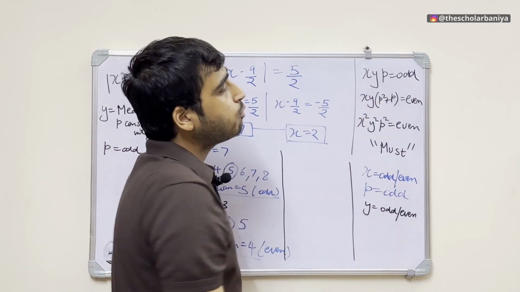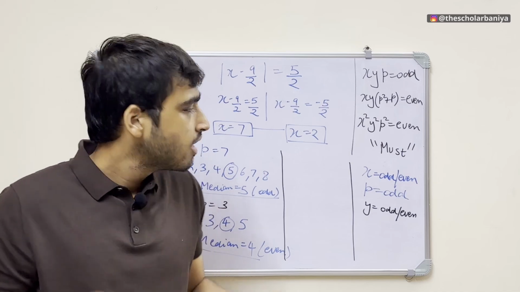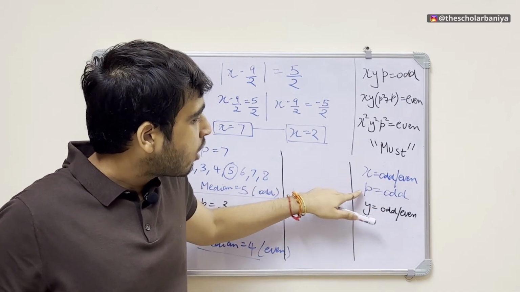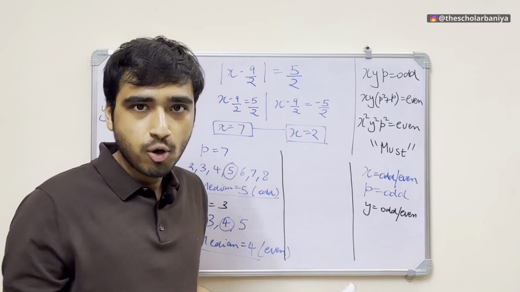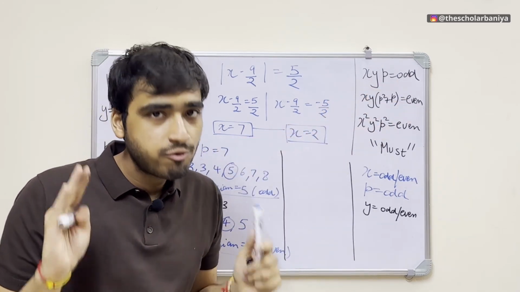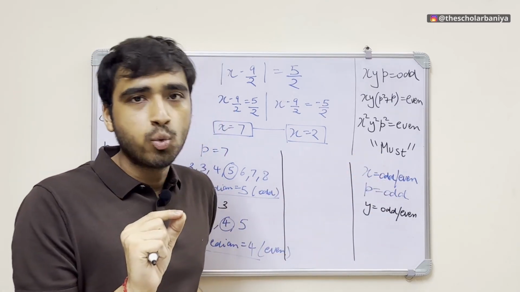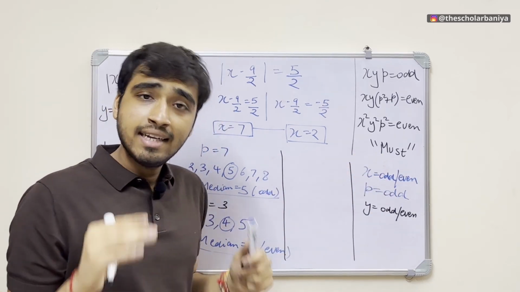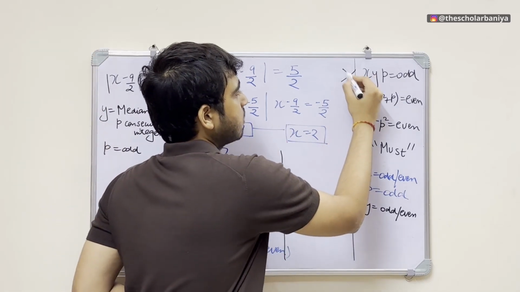x into y into p is equal to odd. This can be true, right? In some cases, for example, if x is odd, p is odd, y is odd, then odd into odd into odd will be odd. So x into y into p equal to odd is absolutely fine. But in the question it's given that it must be true. That means no matter what, in any case you take, it has to be true. So this can't be the answer, right?